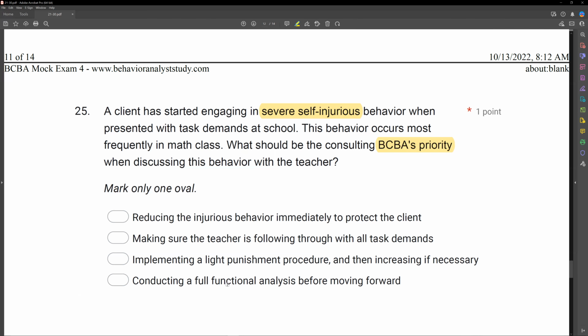And then D, conducting a full functional analysis before moving forward. A full functional analysis takes time, takes resources. We don't have that time and resources. Our first, number one priority is reducing the injurious behavior immediately to protect the client.